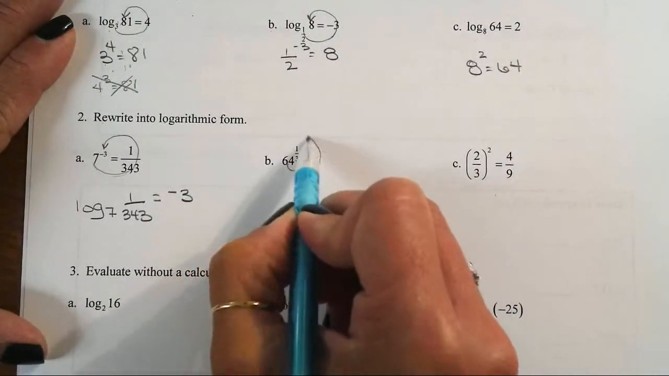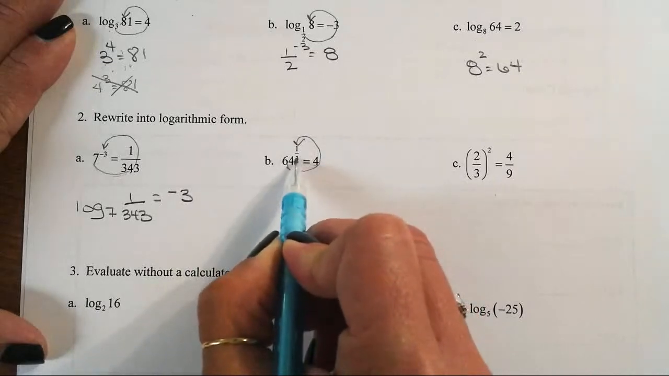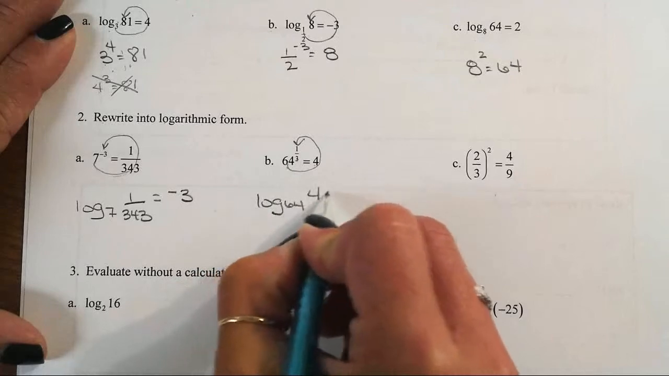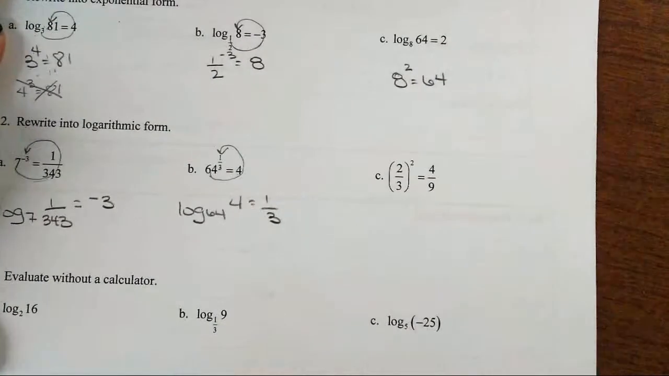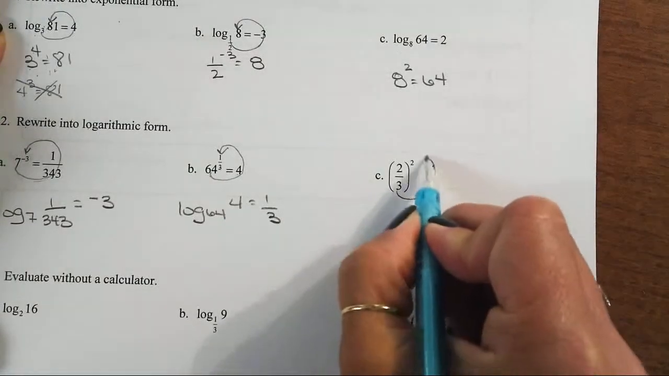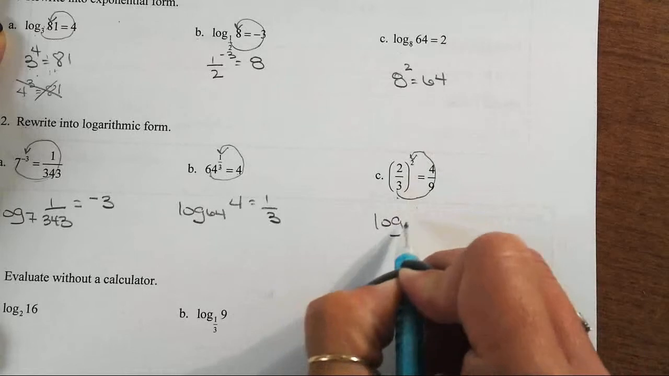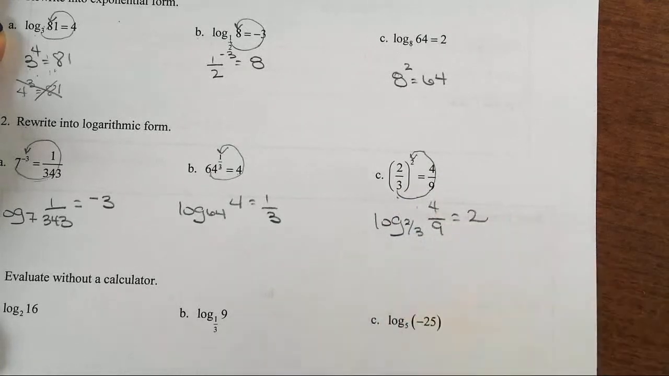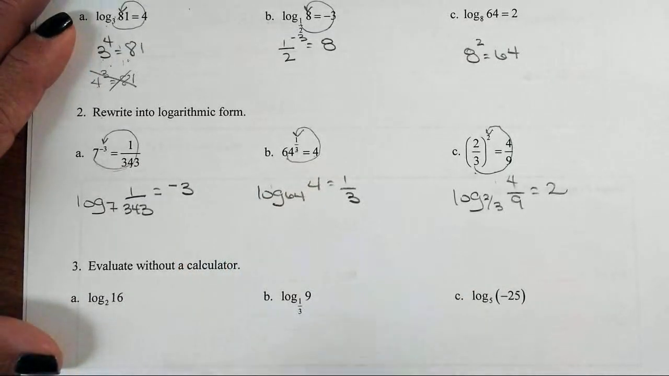Creating the snail again like this. This comes first, this comes second, this comes third. It is log base 64 of 4 is equal to 1/3. Lastly, again, first, second, third, log base 2/3 of 4/9 is equal to 2. All you're doing is rewriting, showing that these are inverses.